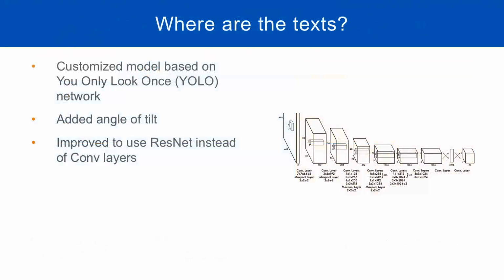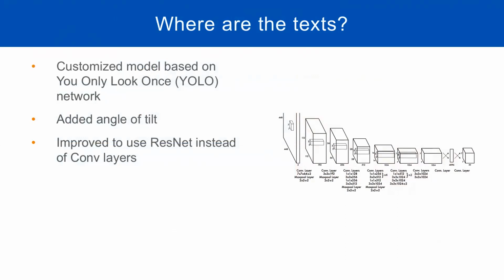So after deciding the framework, the first problem we want to solve is where are the texts? We started using You Only Look Once because it's pretty performant, and for our problem and our data, it works pretty well. But what we had to add on top of it is the angle of tilt. The reason we need this is, if you're tagging a face, like a portrait of somebody, and you're trying to figure out who that is, you just have to figure out where the face is. You don't have to worry about which side the person is leaning, right?